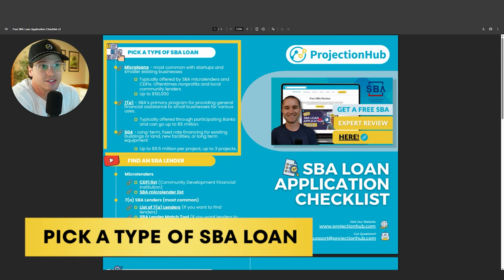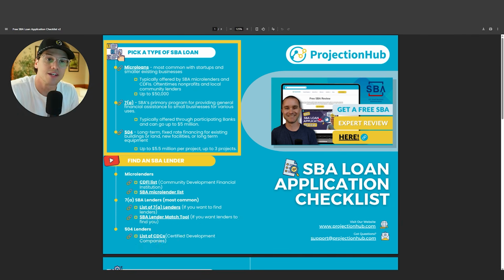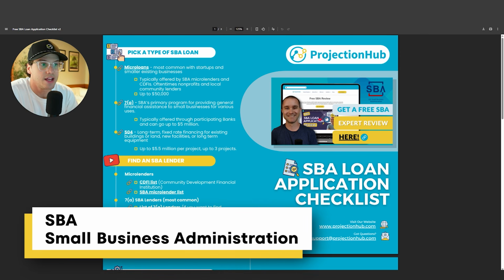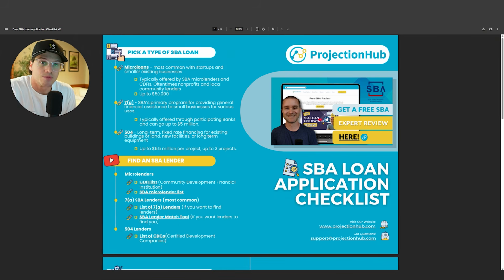So first off, this section is picking a type of SBA loan. Without, again, getting too far into the weeds, there are lots of different SBA programs. There are different types of SBA lenders. The SBA stands for Small Business Administration. It's a federal department of the US government. And there are different programs within the SBA that are facilitated by different types of lenders.